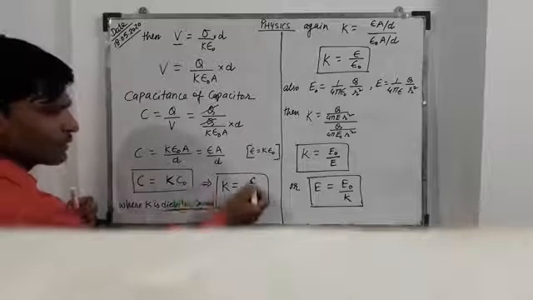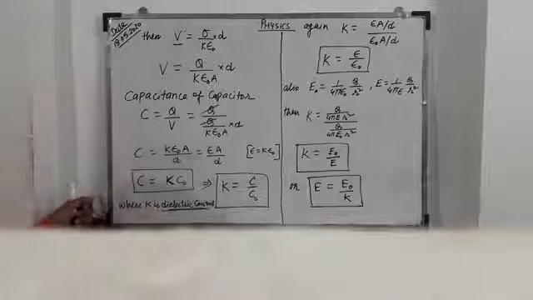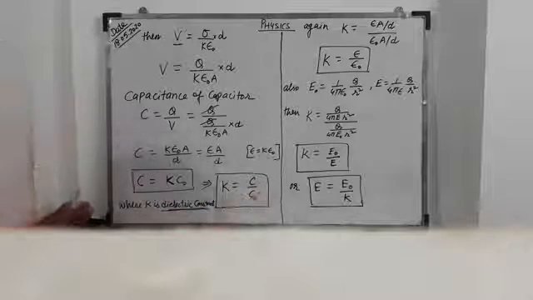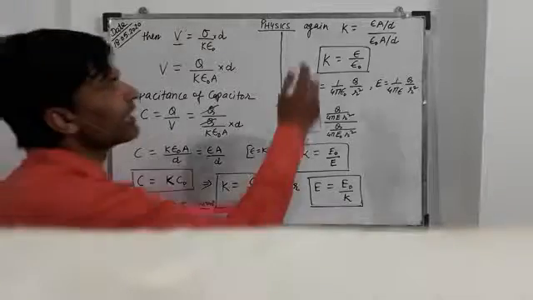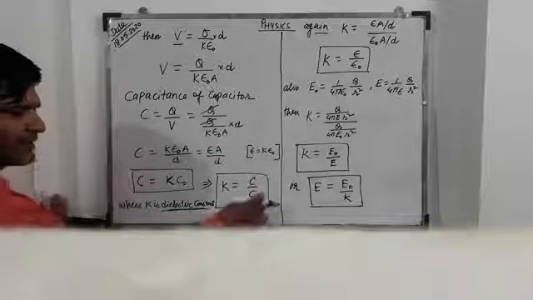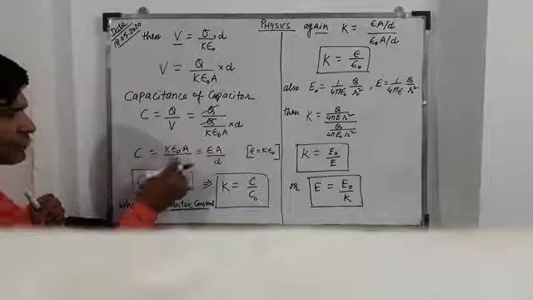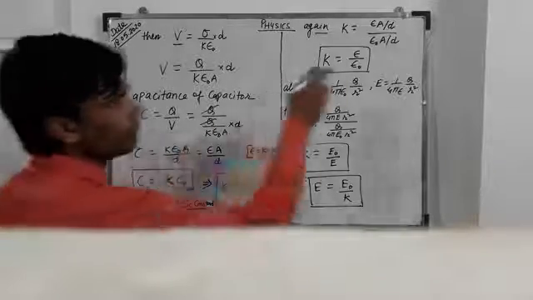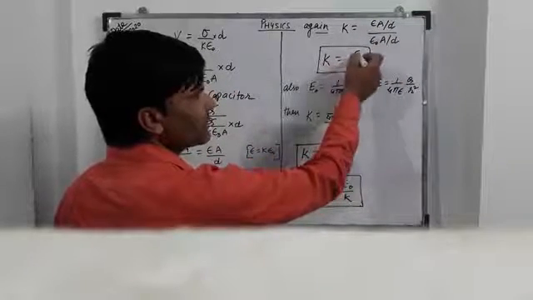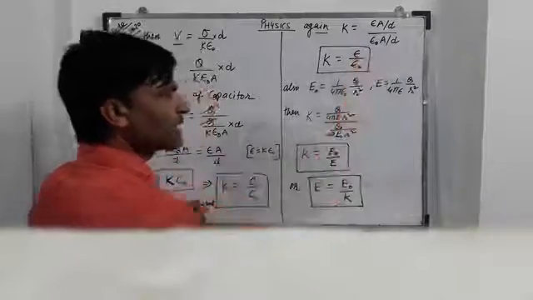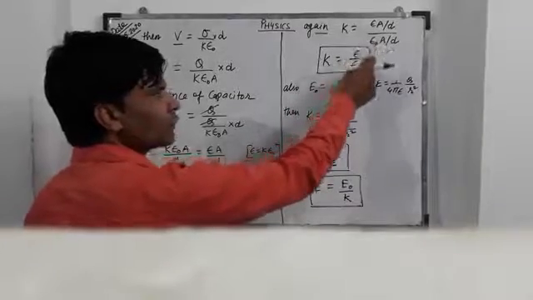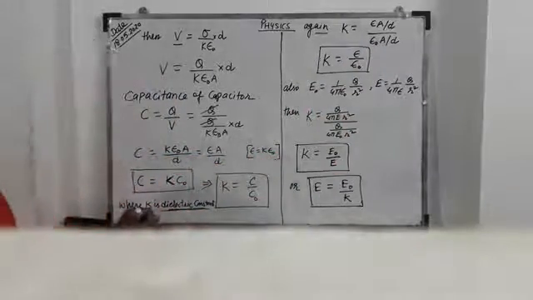From this, k is equal to C upon C naught. So the dielectric constant is also defined as the ratio of two capacitances. Again, we know that C is equal to epsilon A upon d, and C naught is equal to epsilon naught A upon d. Then put the value of both capacitances, we get k is equal to epsilon upon epsilon naught. Once again, the dielectric constant is defined as the ratio of two permittivities.